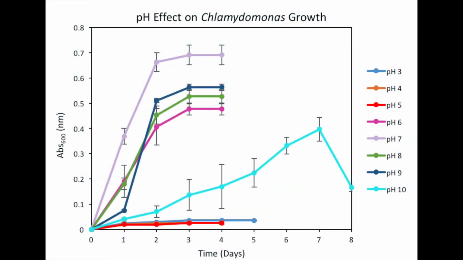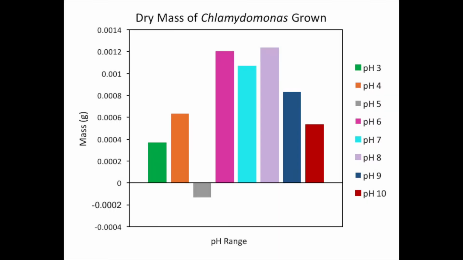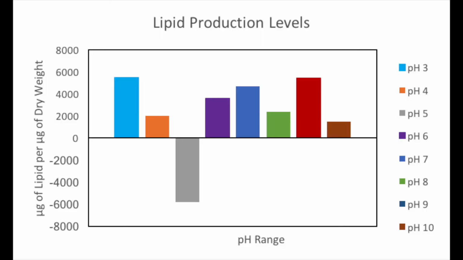The results support our hypothesis that growth was highest between the pHs of 5.5 and 8.5, as well as lower growth at the extremities. This graph further supports our hypothesis, though technical error gave a negative value for pH 5. This graph shows the correlation between lipid production and environmental pH.